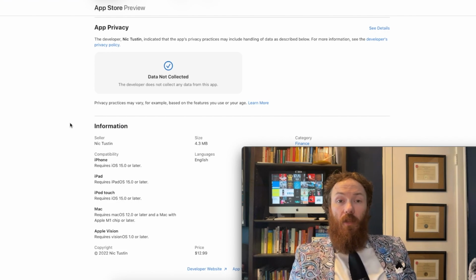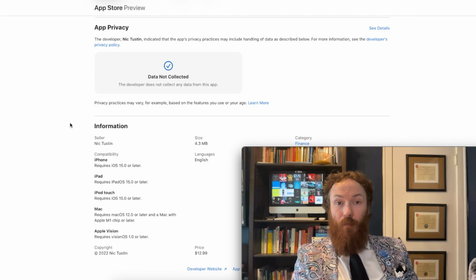I am not tracking your data. I'm not going to sell it to a large firm. Basically, this is probably the main reason why the app costs money.